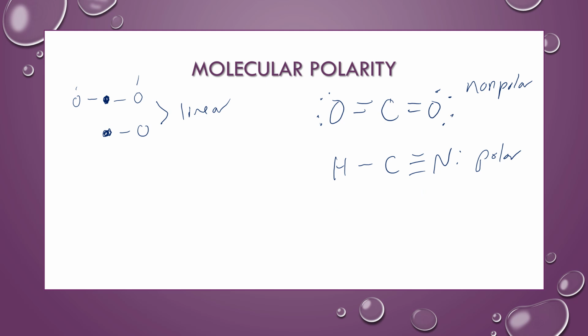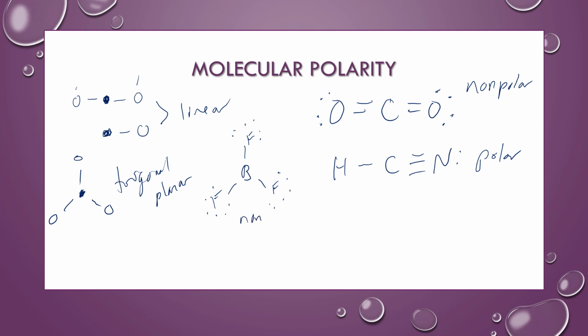So let's go ahead and look at trigonal planar. There's trigonal planar. Now if all three of those atoms are the same, then it's likely to be nonpolar. So like if I have BF3, all three of those fluorine atoms have the same electronegativity. Those polar bonds cancel each other out, making this nonpolar overall.